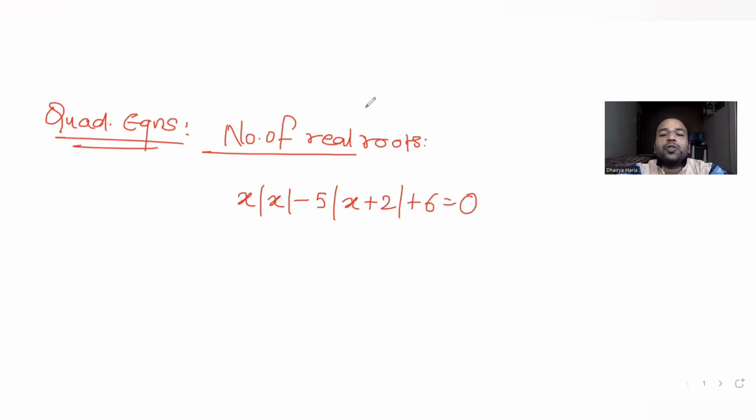There are four options given to us for the number of real roots, that is 3, 4, 5, 6. So we need to figure out which one of the following options is the correct answer for the number of real roots for this equation. Let's try to solve this and find the number of real roots that this equation can have. Before starting with the question, first let's understand the concept.